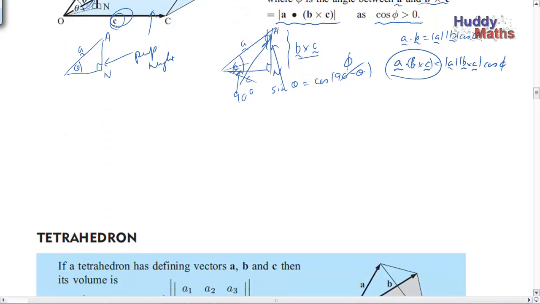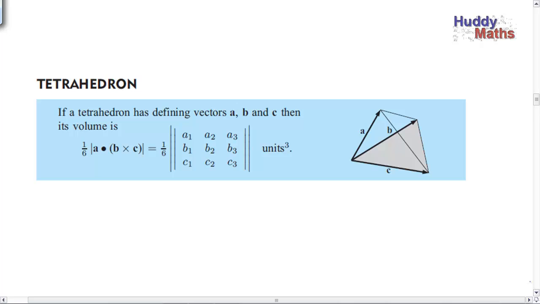Okay, let's come down and have a look at the next one, a tetrahedron. Now, that's an interesting one. That, of course, is a portion of a parallelepiped, and we're going to look at that in a minute. It's actually a sixth of the volume of a parallelepiped. So it's a sixth of the determinant. So this first bracket here is the determinant of that matrix.